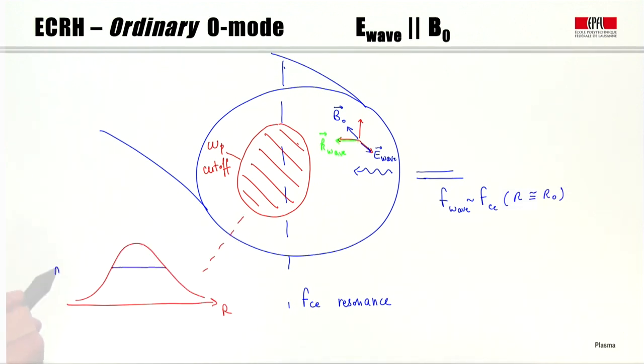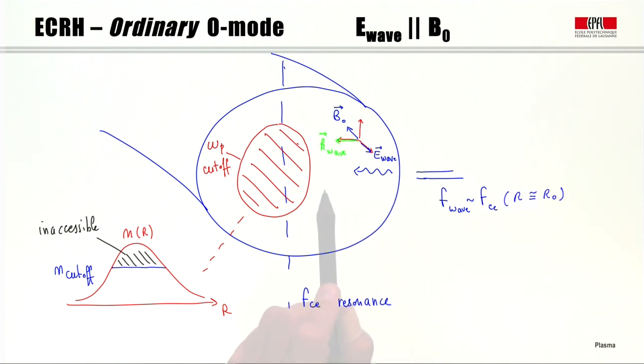Let me illustrate that in a profile of the density itself. The black region above the cutoff density is inaccessible. So in the example here, I have my wave coming, and before it reaches the resonance, where the wave frequency equals the local cyclotron frequency, and I was hoping that would be in the center, I hit the cutoff related to omega p, the plasma frequency, which you have seen in the previous part of the course. So I can't have access to this resonance I was trying to reach.